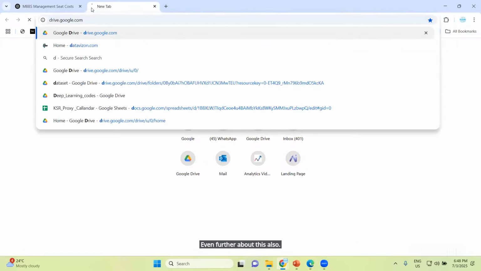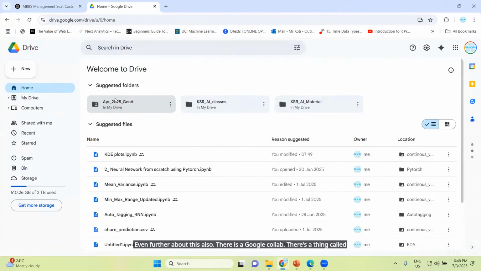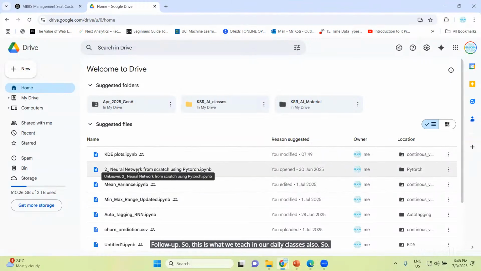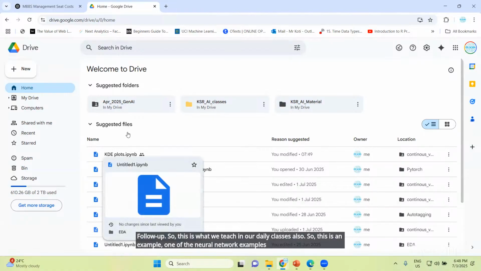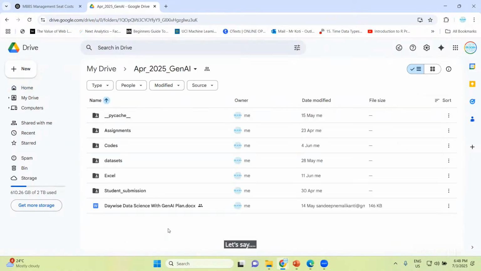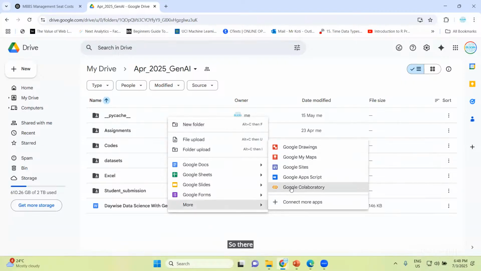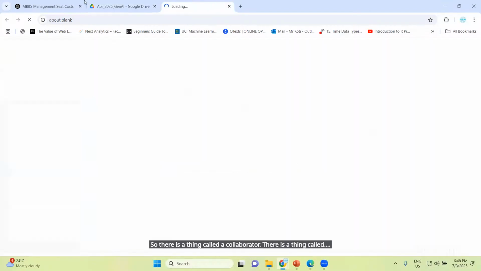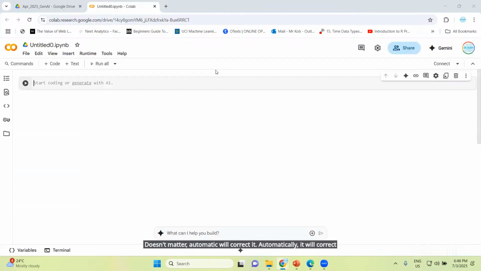There is a thing called Google Colab. This is what we teach in our daily classes also. This is one of the neural network examples I'm talking about. There is a thing called Colaboratory. Here, even if you made a mistake in the code, it doesn't matter. It will automatically correct it. For AI and non-AI guys also, this is really, really useful.